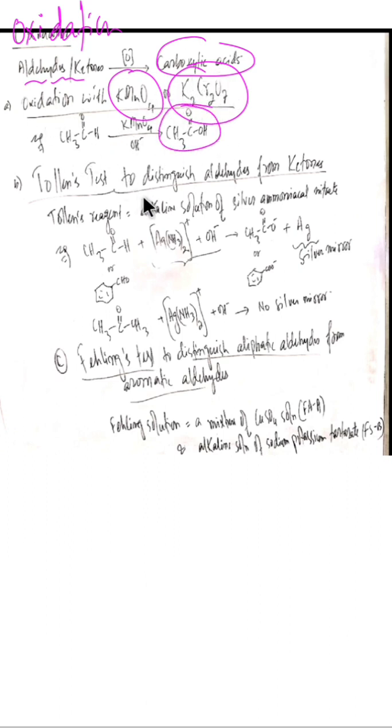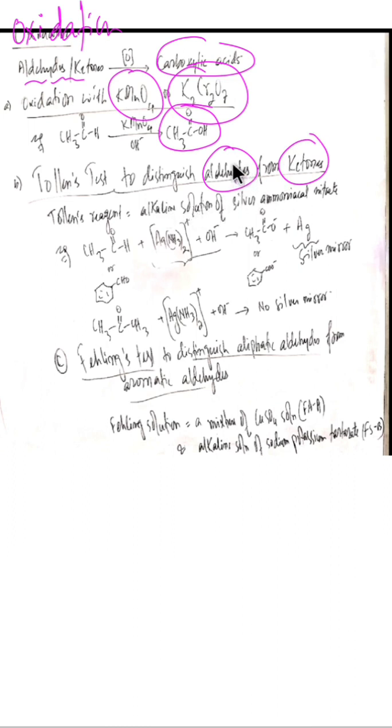This is oxidation. Next type of reaction is oxidation. This is oxidation of aldehydes and ketones. So aldehydes and ketones can be oxidized to carboxylic acid. Okay, so there are 4 oxidation reactions. Oxidation with KMnO4 or K2Cr2O7, which are strong oxidizing agents. When they are reacted with aldehyde, then they will be oxidized to carboxylic acid straight. This is very simple.